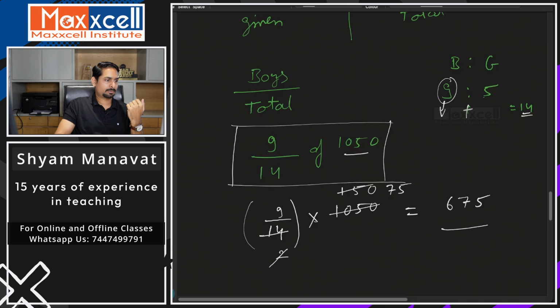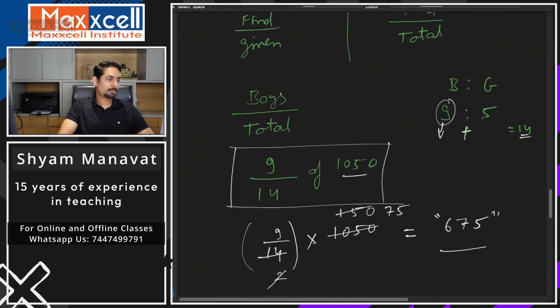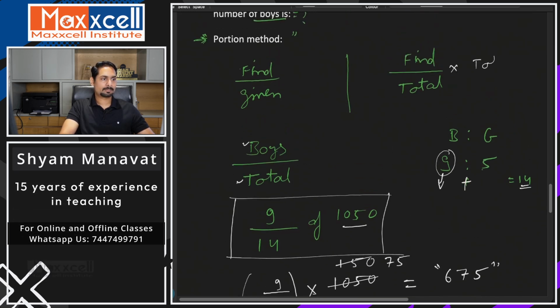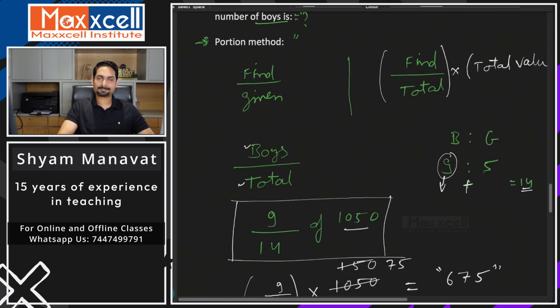if you multiply this, you get 675. So the number of boys here will be 675. This is the portion method, where we take the fraction of the one we need to find out by the total, and multiply by the total value. This is your portion method.